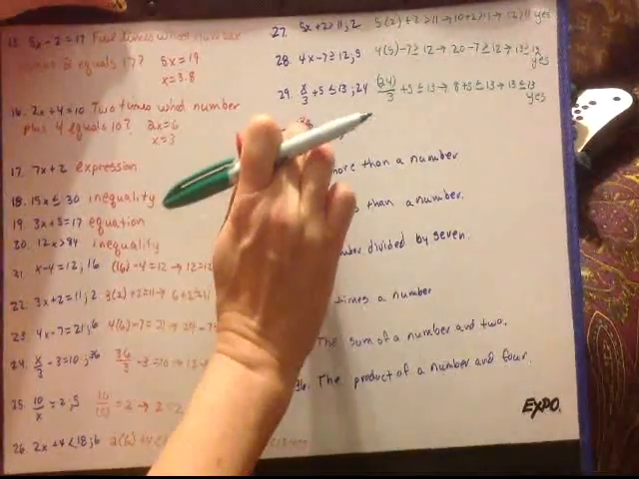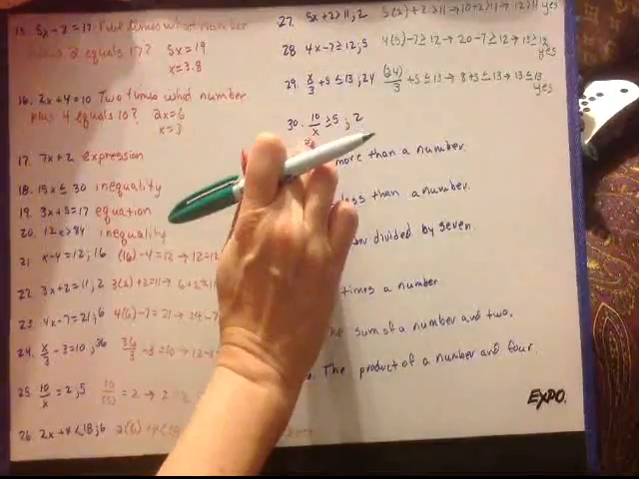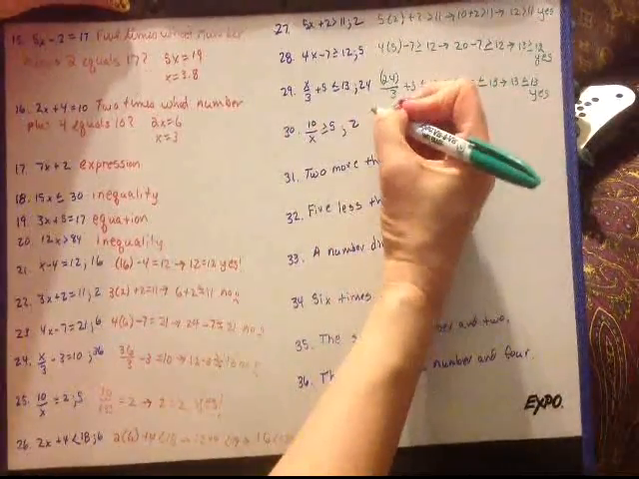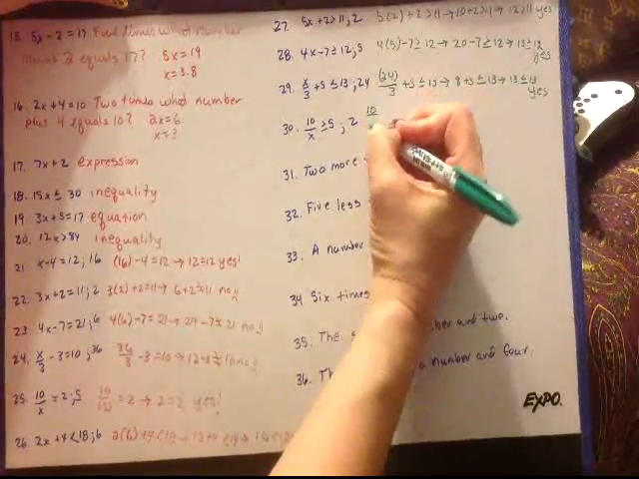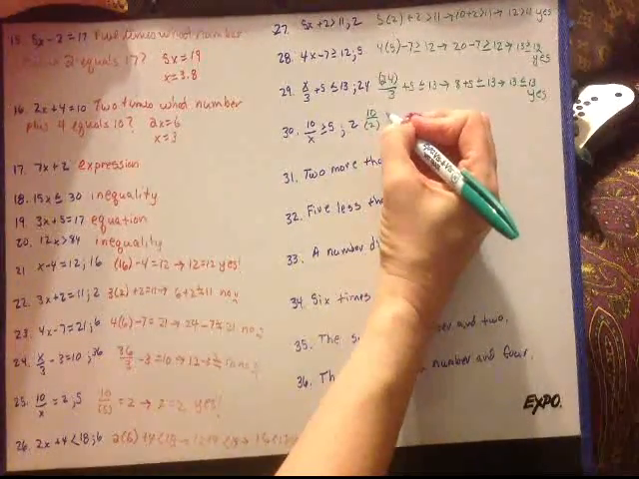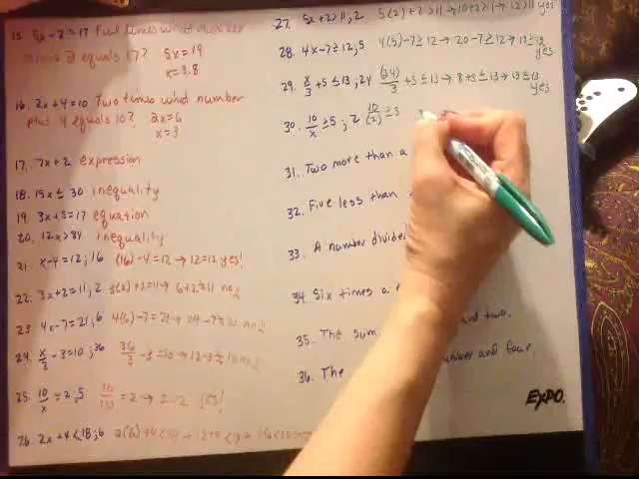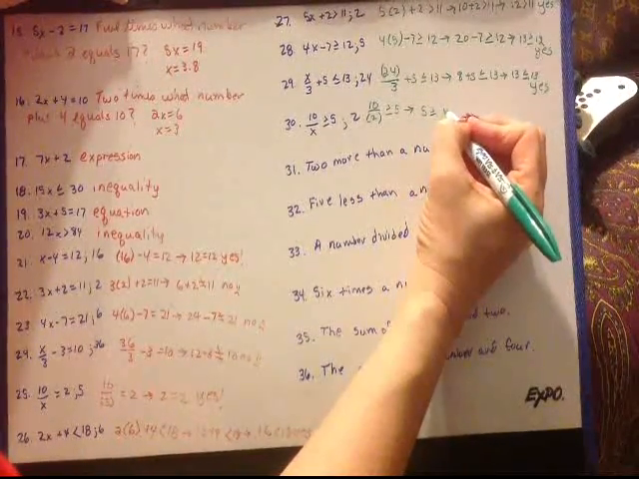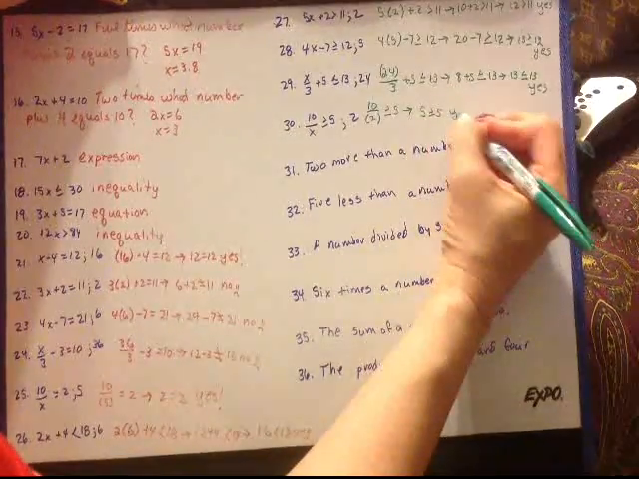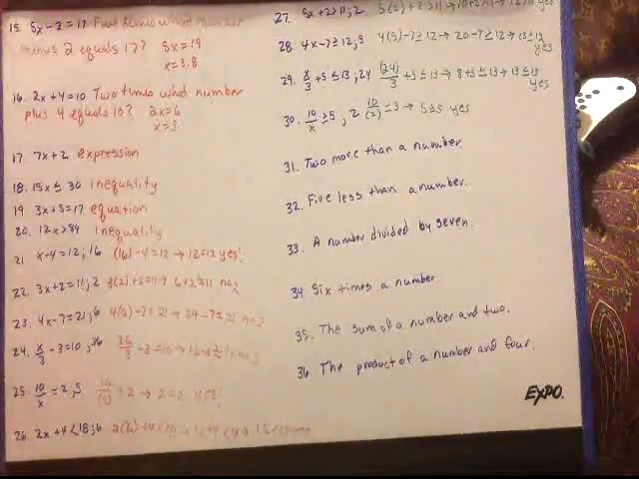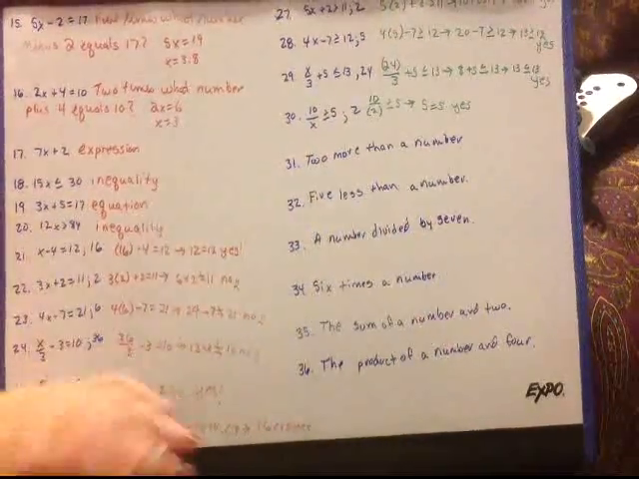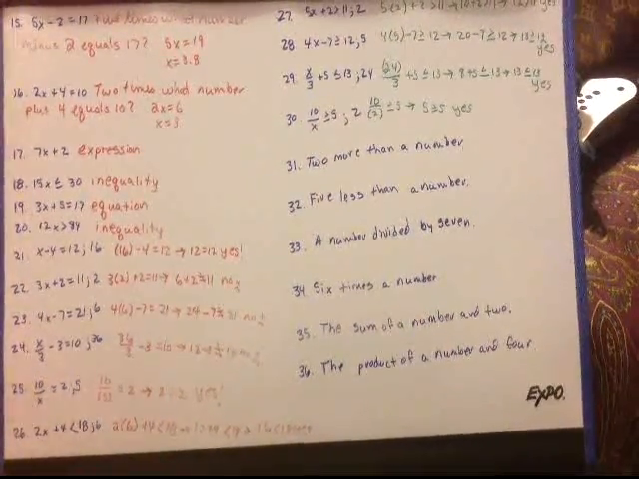Okay, for number 30, 10 divided by x is greater than or equal to 5, and x is going to be 2. So 10 divided by 2 is greater than or equal to 5. 10 divided by 2 is 5. 5 is greater than or equal to 5, so yes. But don't expect on your test for them all to be yes or them to all be no. It could be, but not necessarily.